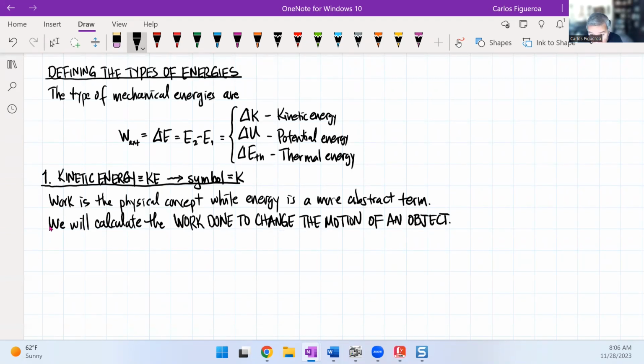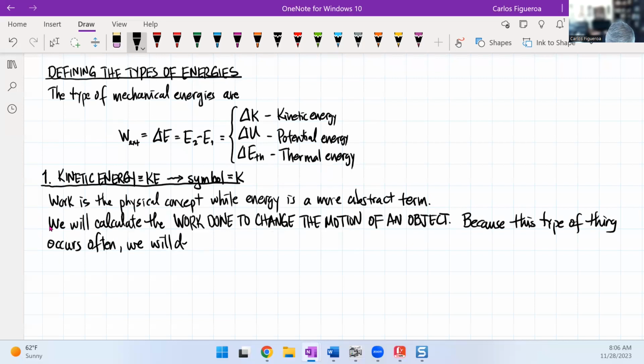Now, what you're going to find is that because this type of thing occurs often, we will define a shortcut, not one word, for work done, which we call kinetic energy.